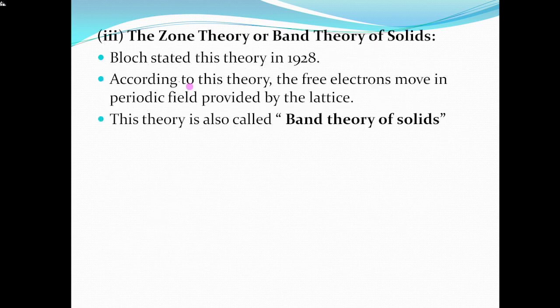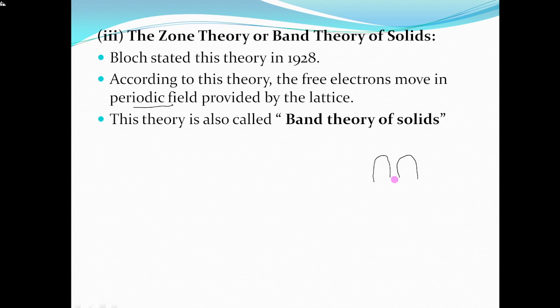Next one is the zone theory or band theory of solids. This theory was first developed by a scientist named Bloch. According to this theory, electrons will be moving in periodic potential. Means the potential is not constant, it varies.